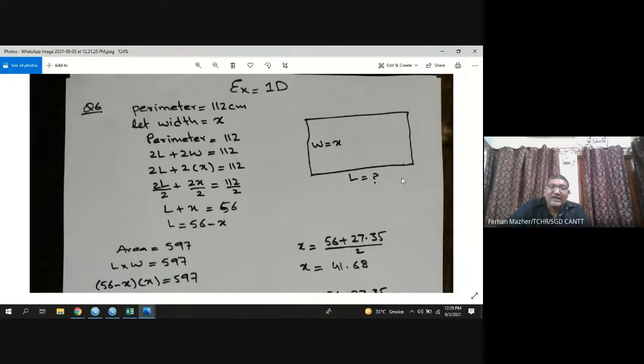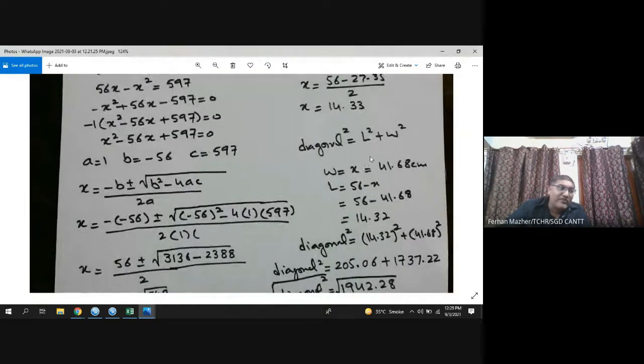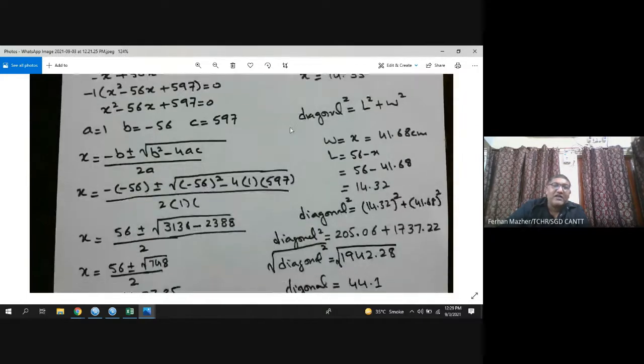So if I know the length and the width, by applying the Pythagoras theorem I will be able to find the diagonal. According to Pythagoras, diagonal square equals L square plus W square. This is the Pythagoras theorem. I'm taking the width as 41.68. The width was x, so the width is 41.68 centimeter. The length was 56 minus x, so it will be 56 minus 41.68, which is 14.32 centimeter.